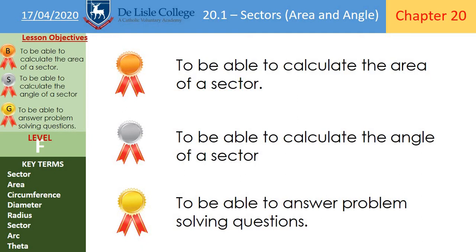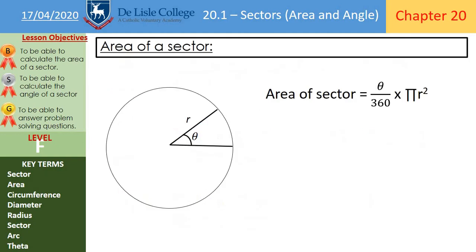Good, well done. You can see that the success criteria for today is bronze, to be able to calculate the area of a sector, silver, to be able to calculate the angle of a sector, and gold is to be able to answer some problem-solving examination type questions.